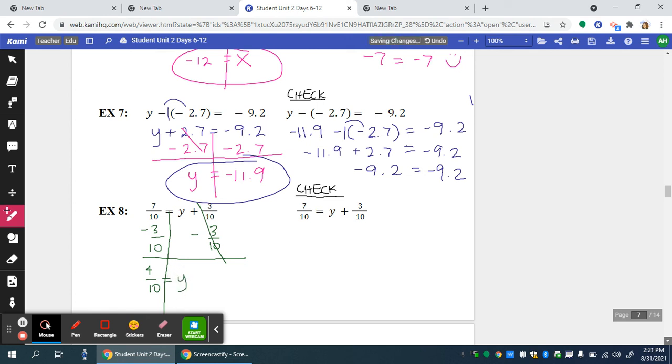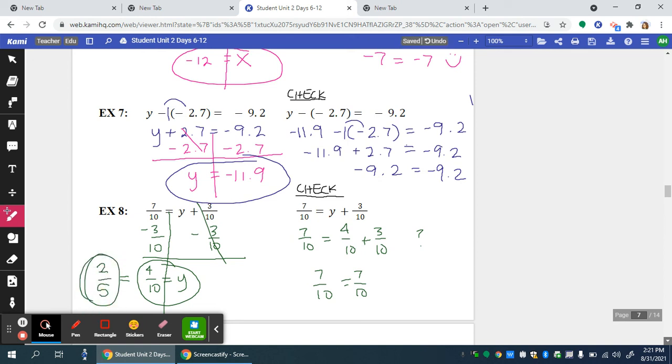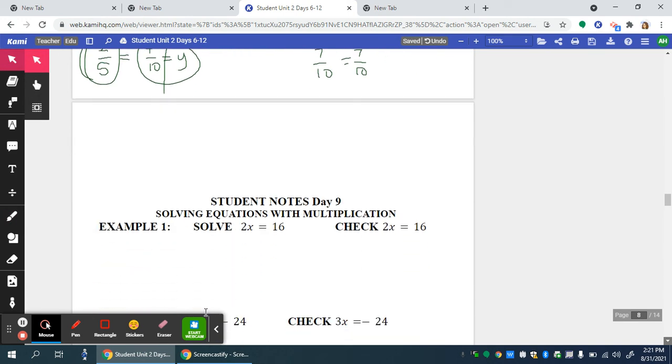Now, we can simplify this. However, first I want to check. I have 7/10 should be equal to 4/10 plus 3/10. Is that true? 4 plus 3 is 7/10. So y is equal to 4/10, which if we reduce that is also 2/5. So I would accept both 4/10 and 2/5.